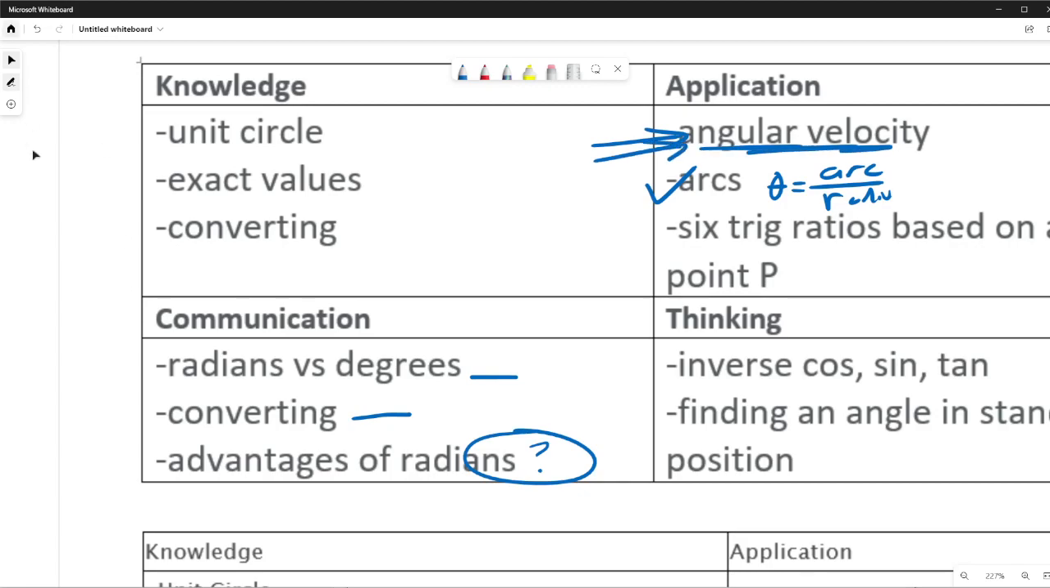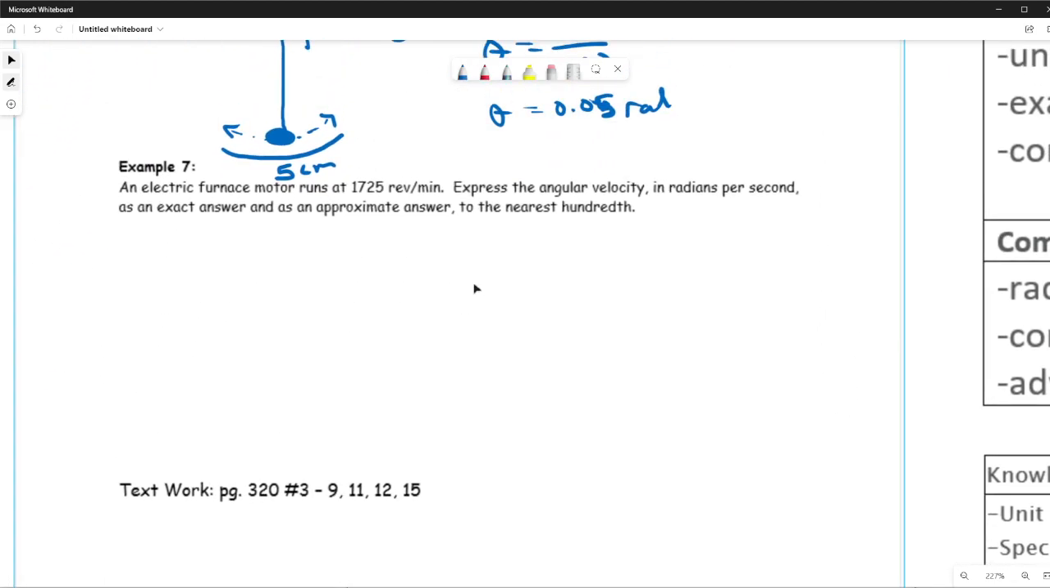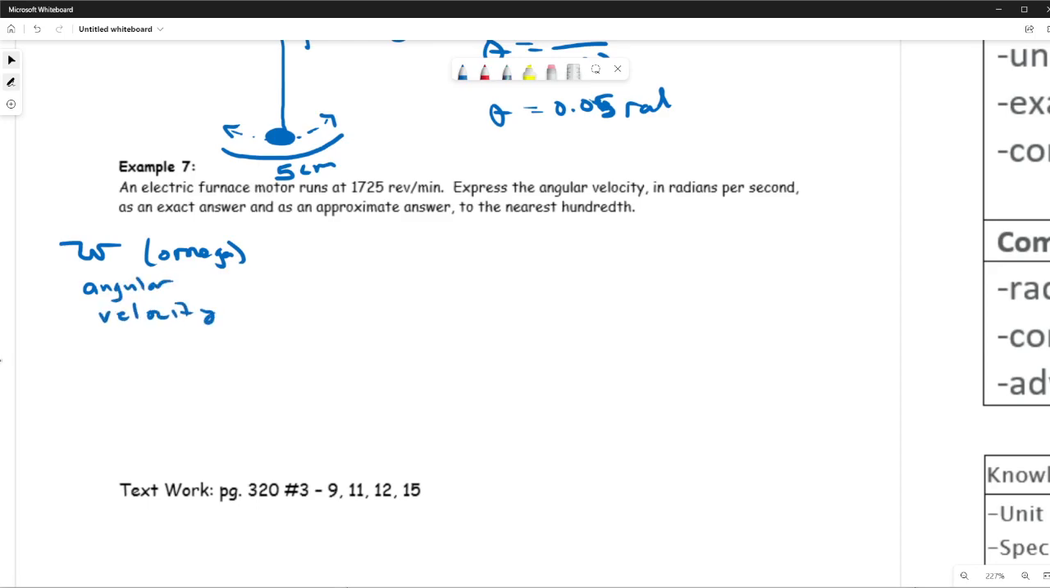Let's just go over angular velocity for a sec. Angular velocity is the concept of how quickly something spins. The way you represent it is with this lowercase omega, which looks kind of like a W with its sides jutting out. This is omega, and it represents angular velocity. Now, what is angular velocity? It is simply the speed of rotation. So how quickly does something spin?